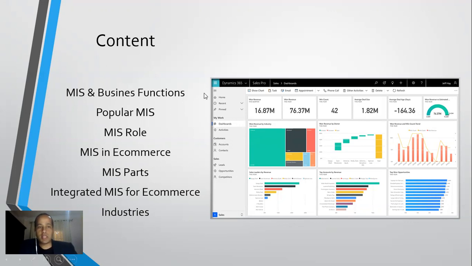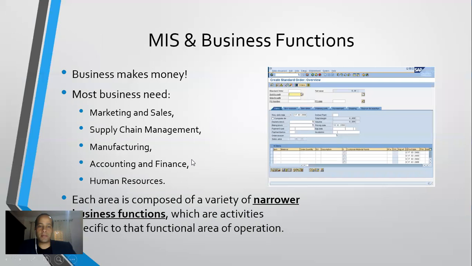So in this presentation, we're going to talk about what is a management information system and what business functions it covers. We'll see some examples of popular management information system uses. We're going to see the role that MIS plays within the organization. We're going to see the case of e-commerce, what makes MIS, what are its parts, and what is an integrated MIS, especially for the case of e-commerce, and what industries we use MIS in.